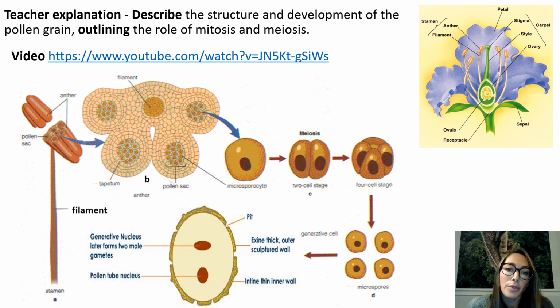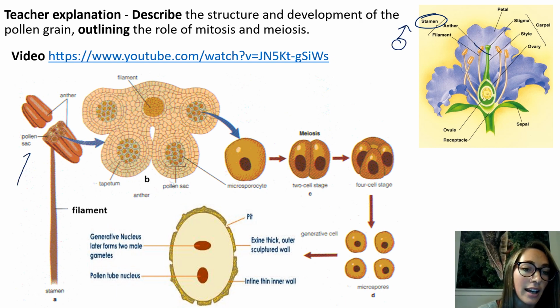So we're going to talk through this process, and then I'm going to get you to do a few questions. The first thing here is if we take a cross-section of the anther, remember the anther is part of the stamen, so the male part. We can see that here, and if we were to look down on this part here, it would look like this image.